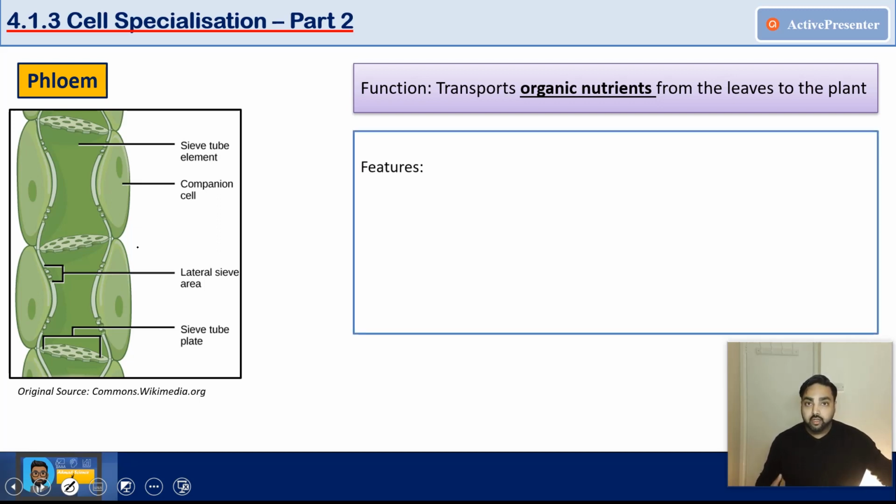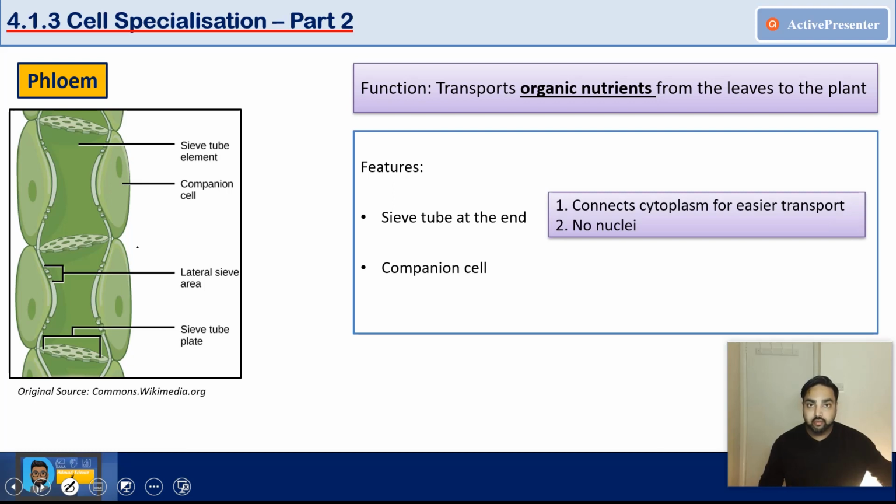In terms of the key features of phloem tissue, what you can see here is it's got a sieve tube element at the top. It's got companion cells, and I'll talk about companion cells in a second. It's got a lateral sieve area as well, which I'll explain as well. So the sieve tube is at the end, okay, and the companion cells. There are two key features.